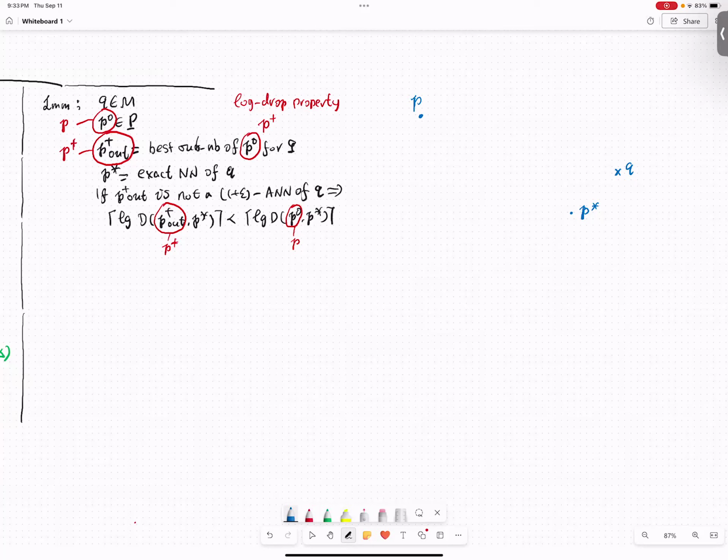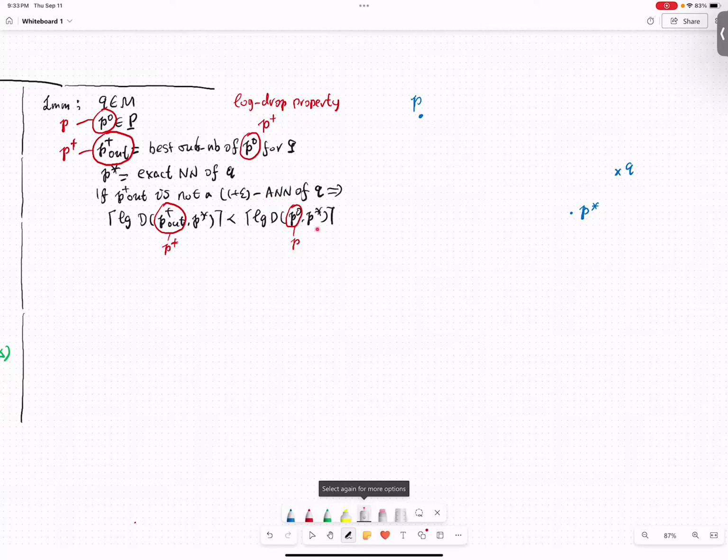Now I want to prove to you that either this P plus is something returnable, which means this is a 1 plus epsilon ANN of Q, or the distance of this P plus to P star is significantly less than the distance from P to P star. P star is sort of the destination. Well, I said significantly less, I should be more careful about that.